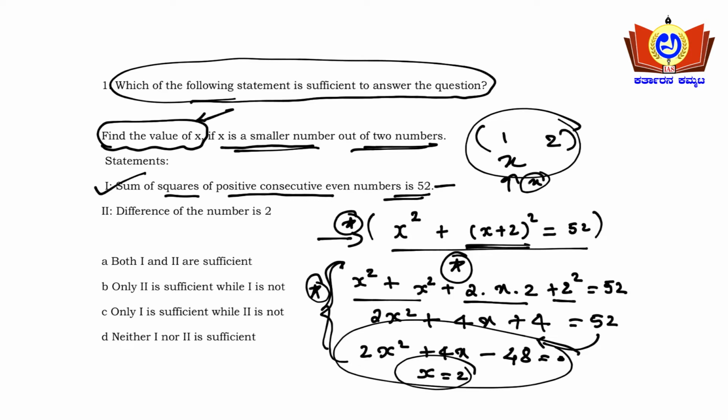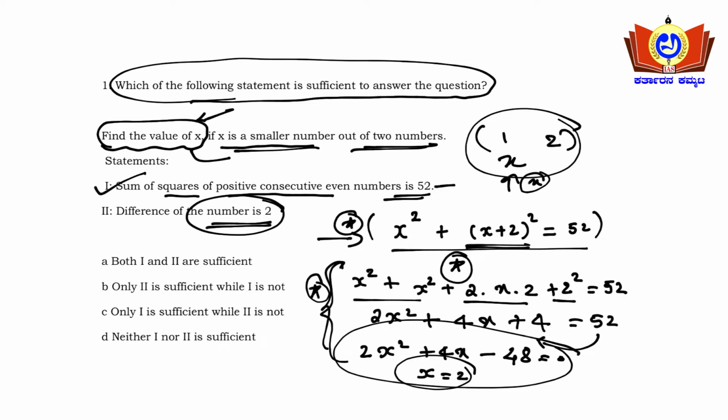We should always check the second statement as well. The difference of the numbers is 2. Find the value of x, where x is the smaller number out of two numbers and the difference of the numbers is 2. This data alone, that the difference between two numbers is 2, is not sufficient to find the value of x, because the difference can be with any numbers, right? Two numbers can be 2 and 4 as well as 4 and 6. We can consider any numbers here. The difference is 2.